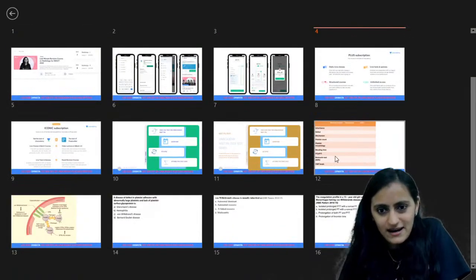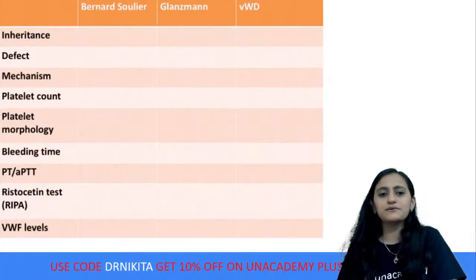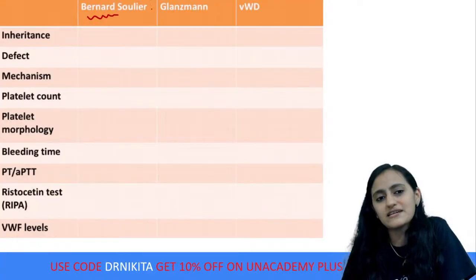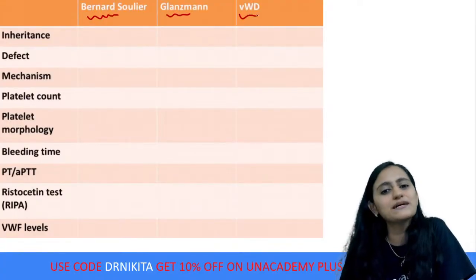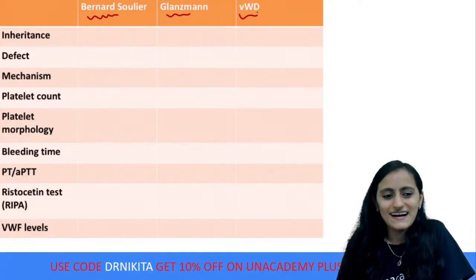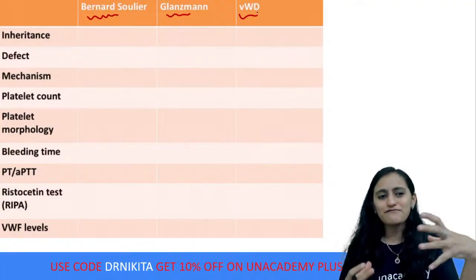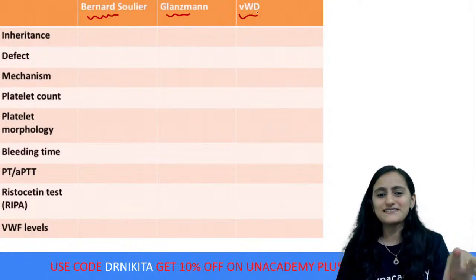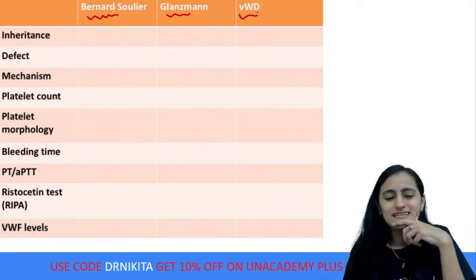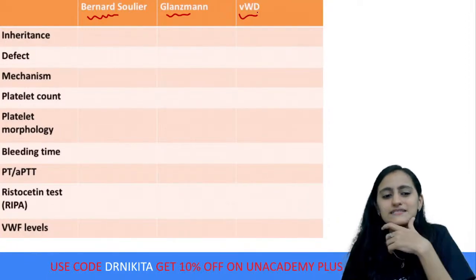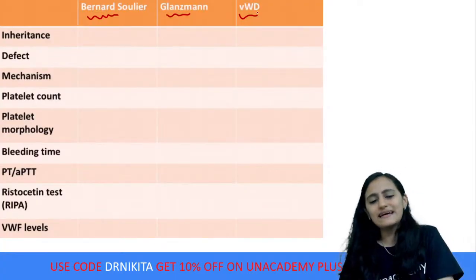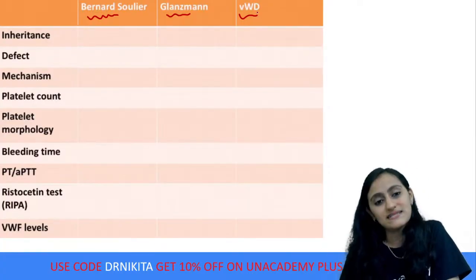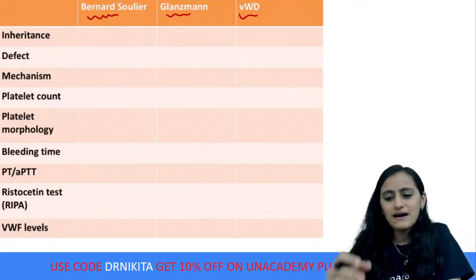So let's start with today's class, which I told you is about simplifying this table of Bernard-Soulier, Glanzmann's and von Willebrand disease. I am sure many of you would be afraid of this huge table. Let me know if it's one of those scary tables for you. Hopefully I'll simplify this for all of you. By the end of the session, all of you would have mastered this table. So we'll come back to this table.